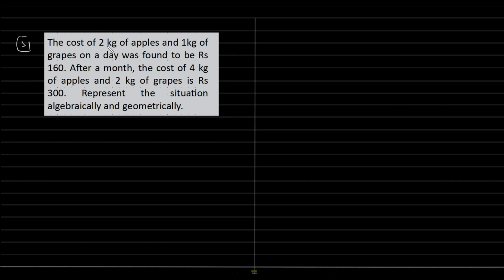So the cost of 2 kg of apple and 1 kg of grapes on a day was found to be 160. That's my equation 1. Cost of 4 kg of apple and 2 kg of grapes turns out to be 300. Represent this situation graphically and algebraically.